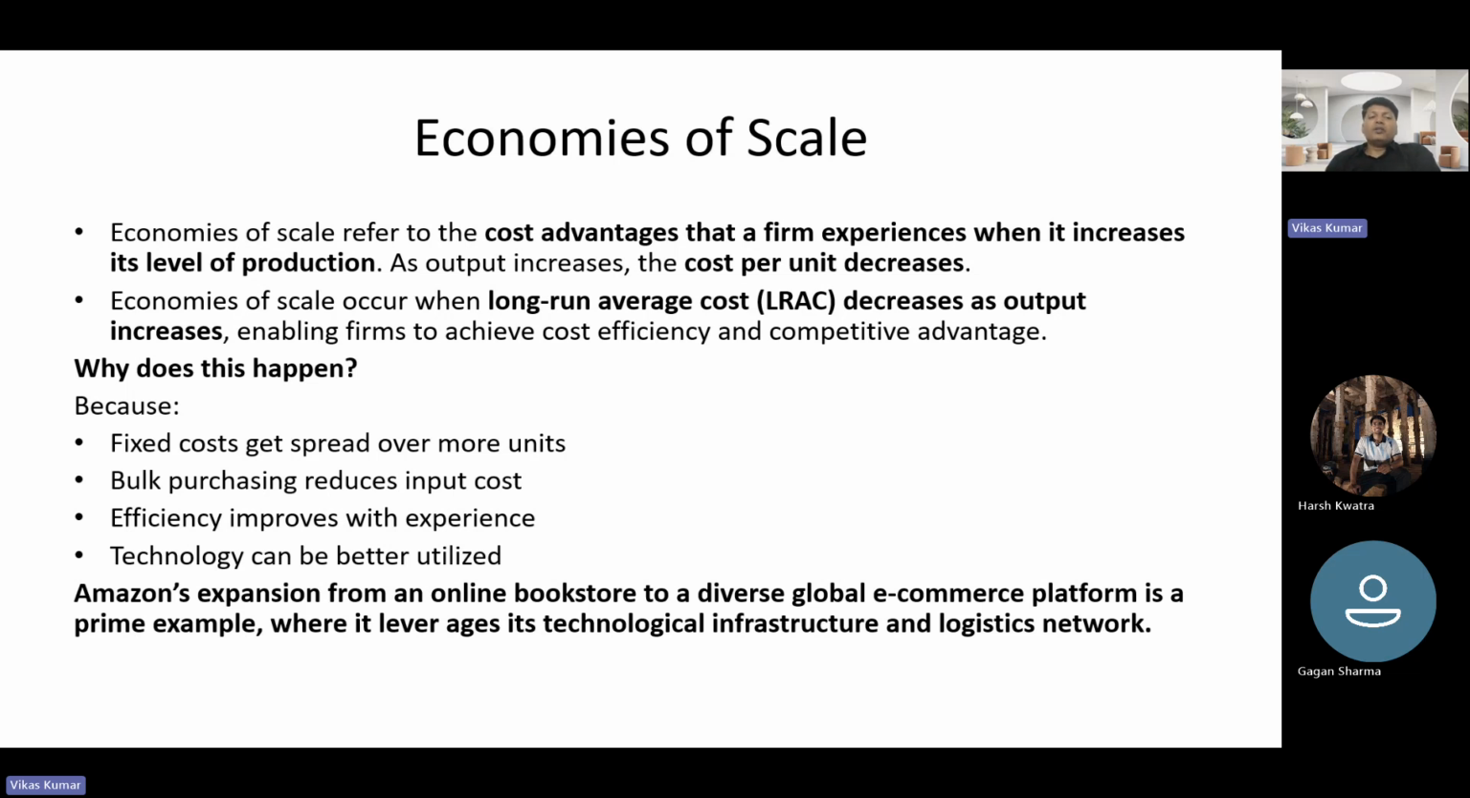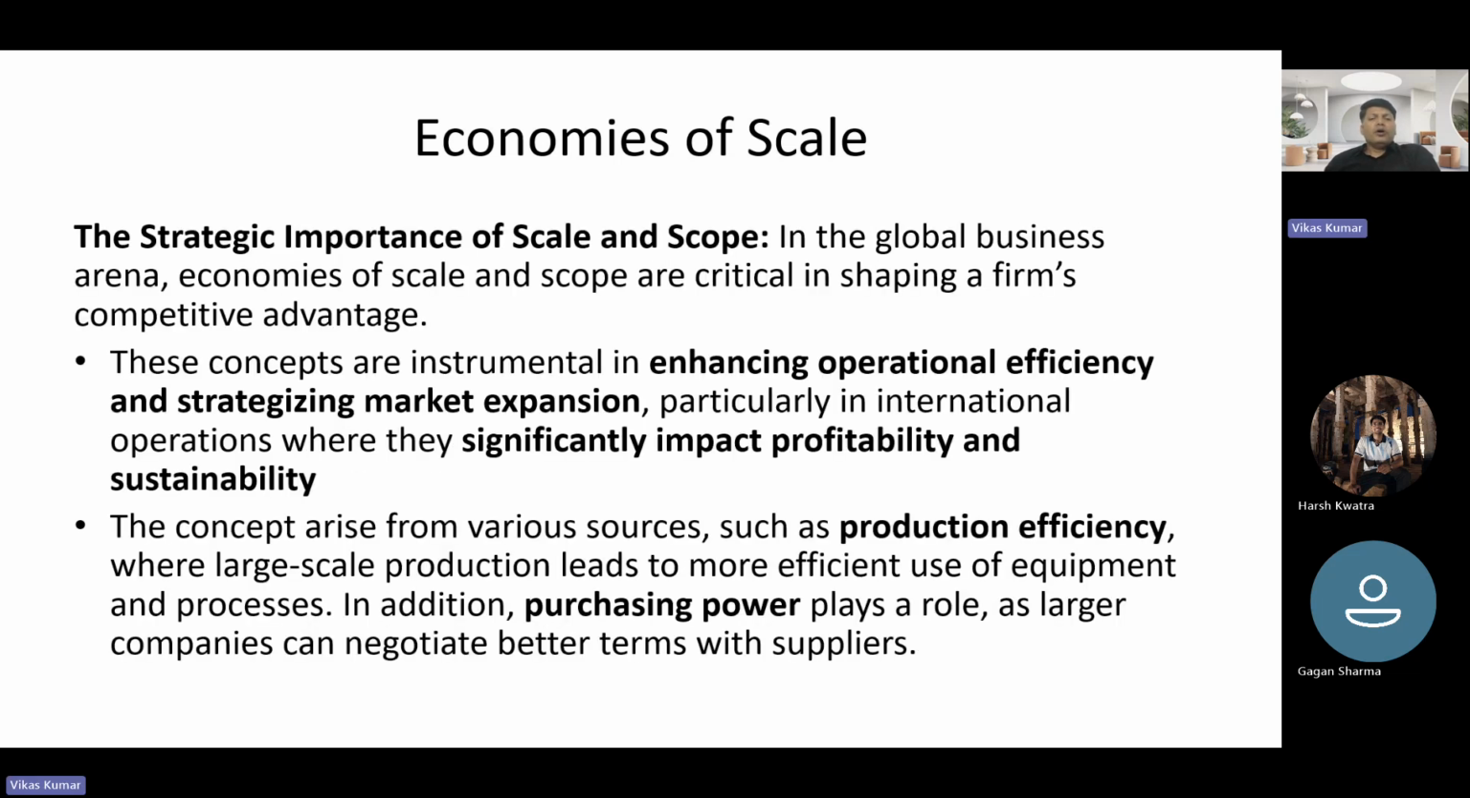So their experience, the fixed cost, the bulk purchasing, and the efficiency improve over a period of time, which leads to achieving the economy of scale, which leads to decreasing the cost per unit. And because of that, Amazon later became profitable, and that is how they are working as of today, and this is one of the top 10 firms all over the world. So enhancing operational efficiency, strategizing market expansion, particularly in international operations, significantly impacts profitability and sustainability, like the example we have taken with respect to Amazon.